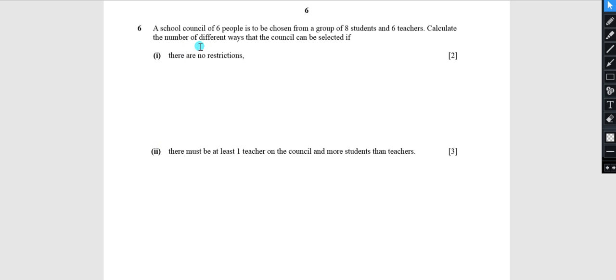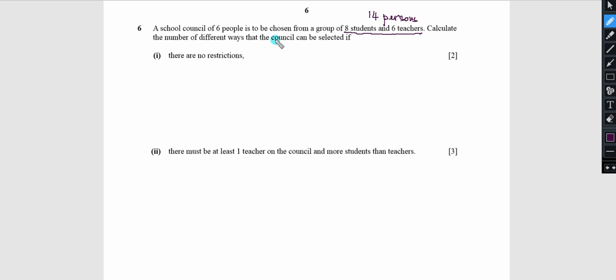Now let's look at the conditions. In the first condition, there's no restriction. No restriction means we will combine this and this together. That's the first thing. So altogether there are 14 persons that you can choose from. There's no restriction. I'm going to take 6 out of 14.